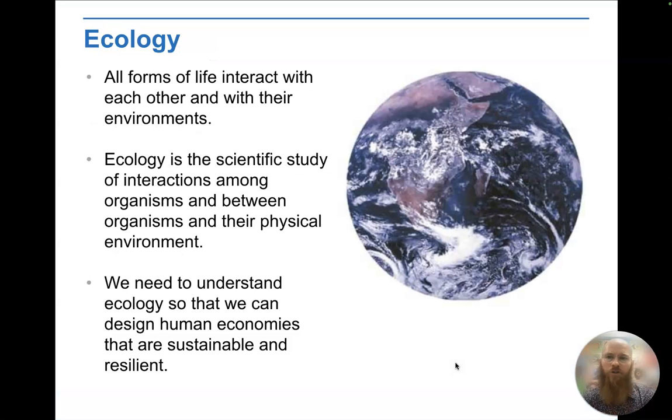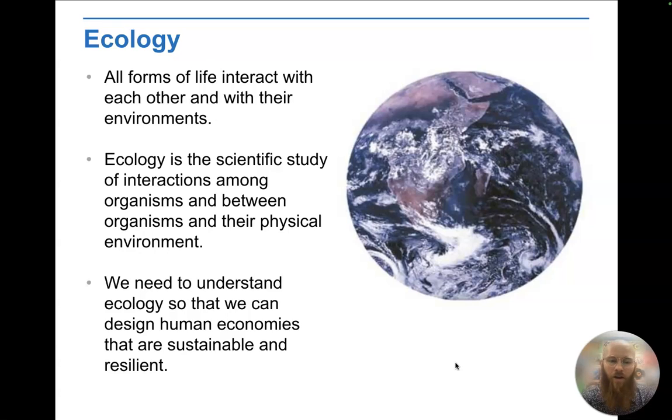So, ecology. What is it? All forms of life are going to be interacting with each other and with their environments all the time. And so ecology is going to be the term that we use for that scientific study of interactions among organisms and between organisms and their physical environment, right? So there's 2 parts to that. The interactions between organisms and then the organism and the environment and vice versa.